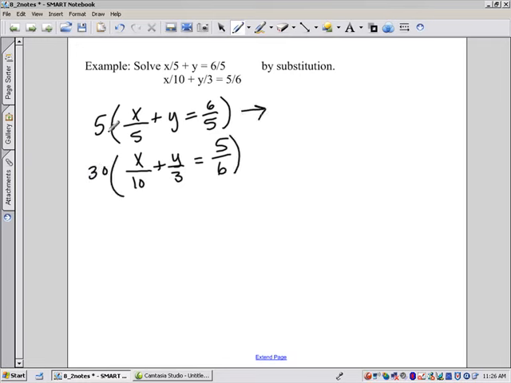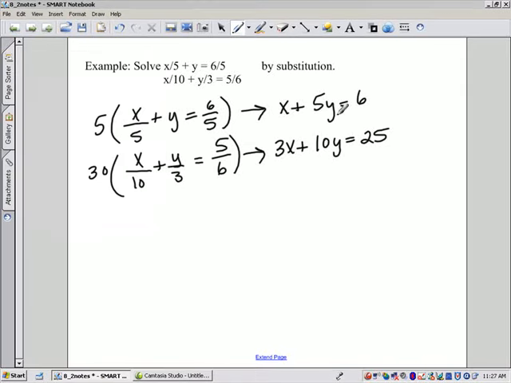So our first equation becomes 5 times x over 5 is just x, plus 5y, and then 5 times 6 over 5 is 6. Our second equation, 30 times x over 10, 10 goes into 30 3 times, 3 times x is 3x, 3 goes into 30 10 times y is 10y, and that's equal to 6 goes into 30 5 times 5 is 25. So here we don't have it in the form where one equation is already solved for one of the variables.